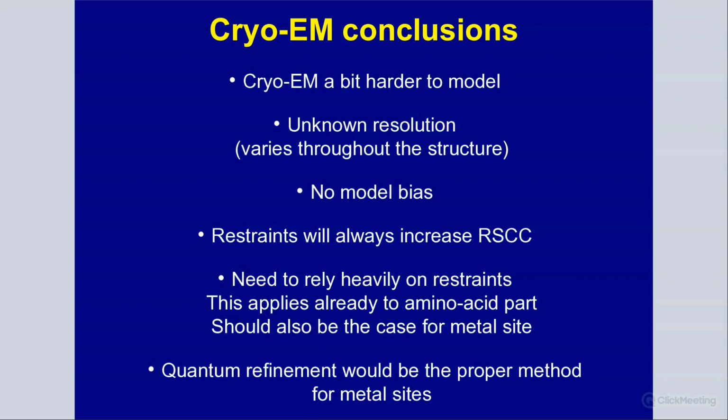and that's the only quality measure we have. And it's well known that you need to rely heavily on restraints to get a good structure because the resolution is quite low. And of course, for the amino acid part we have good restraints, but metals are not restrained at all, and therefore you can get strange structures for the metals. So our conclusion is that quantum refinement is actually the proper way to treat metal sites in cryo-EM structures. That's the only good method to get good structures of metals in a cryo-EM structure.